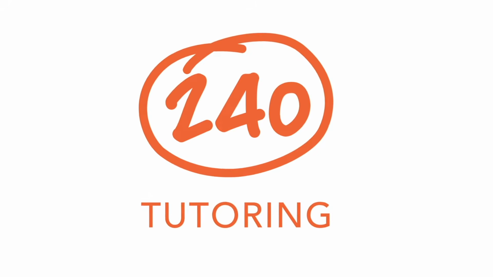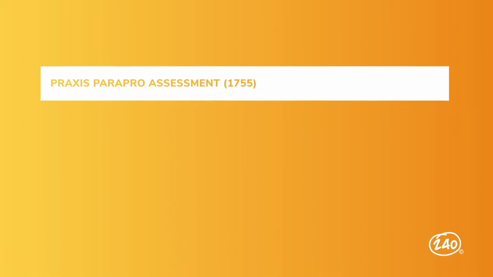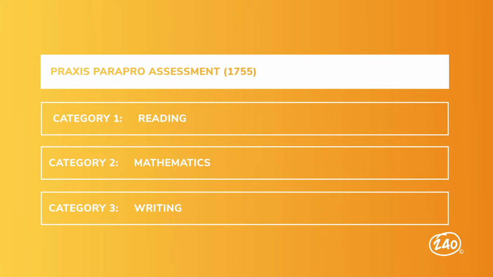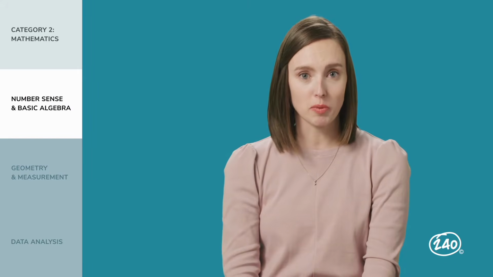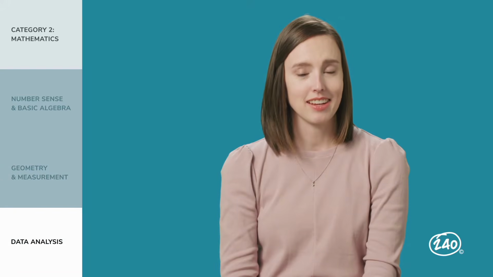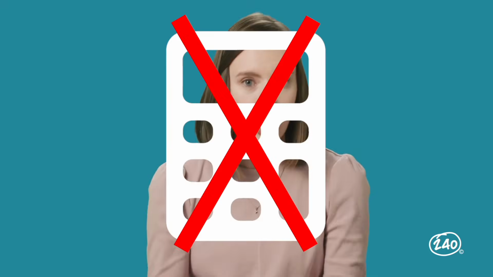Let's jump into it. Now, the Praxis ParaPro consists of 3 content categories: reading, mathematics, and writing. Each has 30 questions and is worth 1/3 of your test. Most people fear the math section the most, so let's start there and come back to reading. You'll see number sense and basic algebra, geometry and measurement, and data analysis. And yes, you have to solve math problems. And guess what? No calculator allowed.